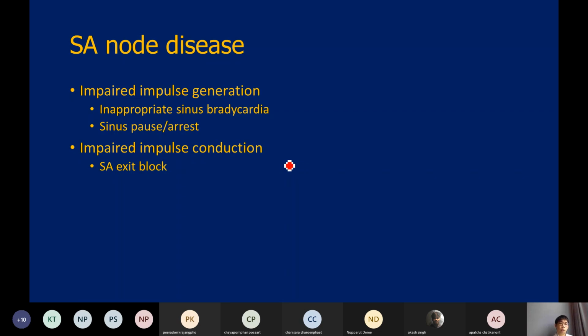The diseases in this subset are, first, inappropriate sinus bradycardia, and second, sinus pause or sinus arrest. I will talk about it later in this lecture. And the second type of SA node disease is the impaired impulse conduction. Here the SA node could still generate the impulse, but the impulse cannot exit the SA node and cannot go along into the atrium. So this would also cause the bradycardia.